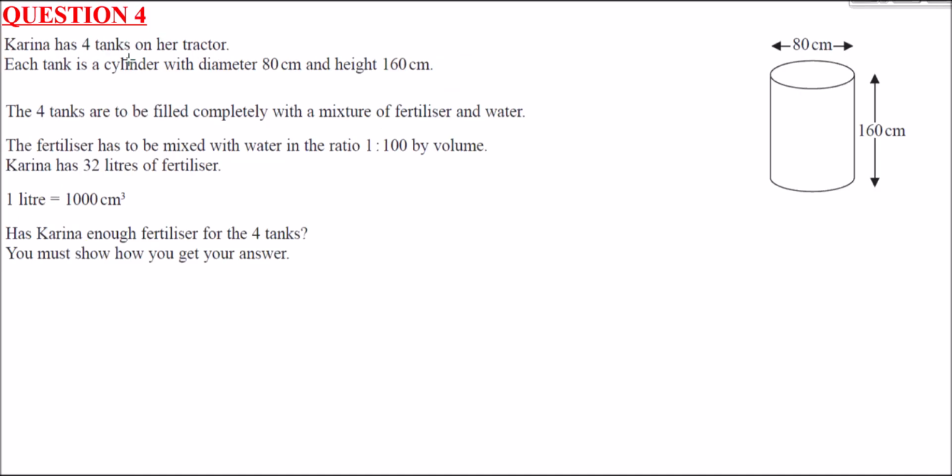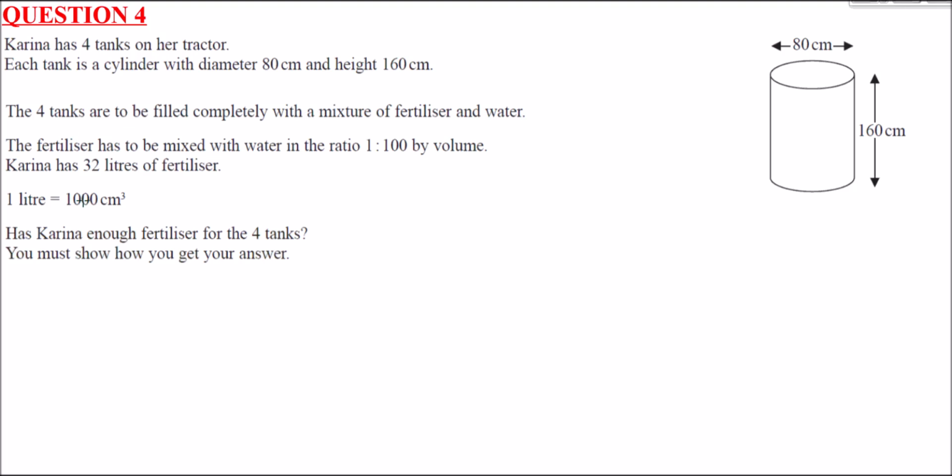Question 4. Karina has 4 tanks on her tractor. Each tank is a cylinder with diameter 80 centimetres and height 160. The 4 tanks are to be filled completely with a mixture of fertiliser and water, and the fertiliser has to be mixed with water in the ratio 1 to 100 by volume.